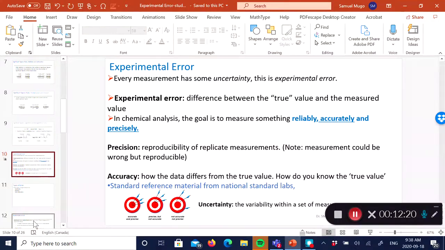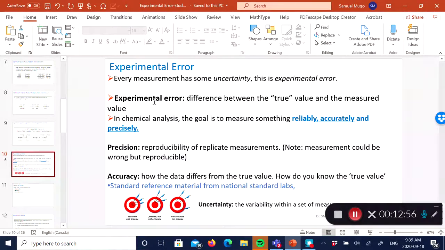So experimental error: every measurement has some error in it. It has some uncertainty. And so experimental error, quantitatively, is the difference between the true value, and we have to talk a little later about how you know the true value, when you have already said that every measurement has some uncertainty. So the difference between the true value and the measured value is what you refer to as experimental error.